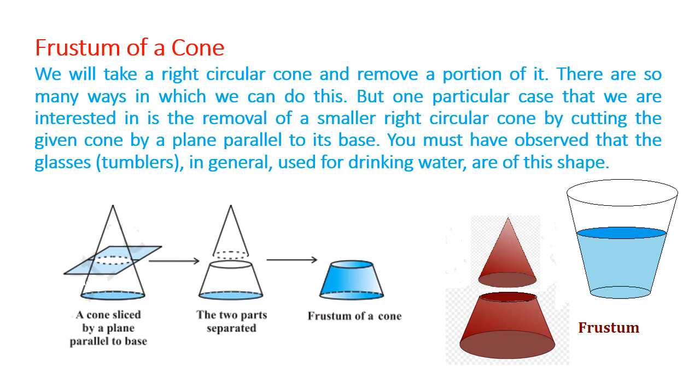Now the next topic we have is the frustum of a cone. Now what is the frustum of a cone? If you take a right circular cone, okay, this is a right circular cone we have, and remove a portion from it. Which portion? You can do it in so many ways, but here you have to take a special case. We want to cut the cone from the middle with a plane. If you do that, you cut the top part, you remove this top part, and what remains at the bottom is the frustum of a cone.